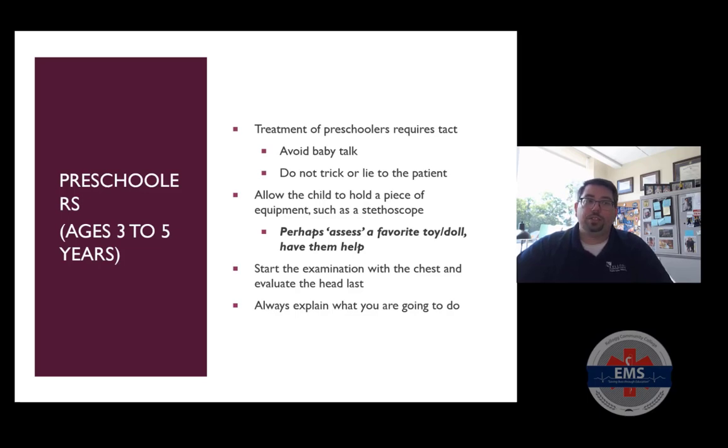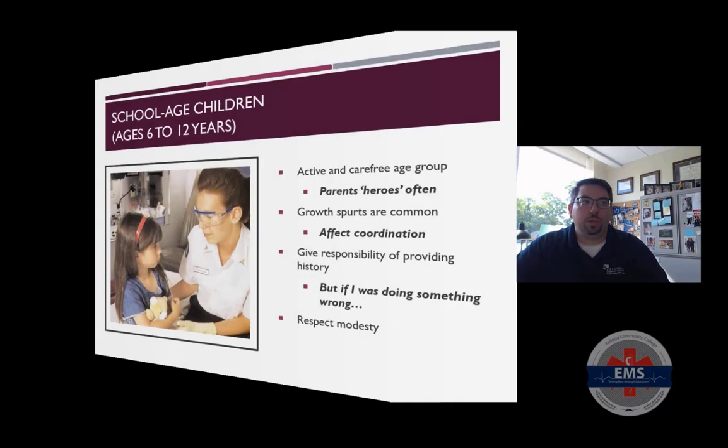In this case, we can start the examination with the chest, right? We can go a little bit more towards the core central, but remember, their head should be last. So we're working our way up from the toes. Now we're at the chest with a 3 to 5 year old. We're not going to approach the head until we're into an older age group. And then again, explain what you're doing, because the more that you explain, the more they're going to trust what's going on.